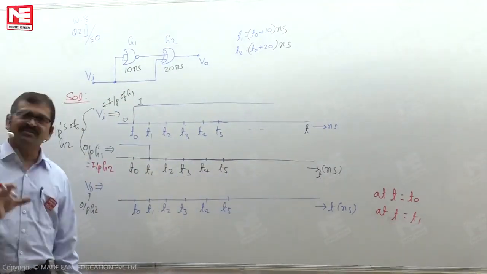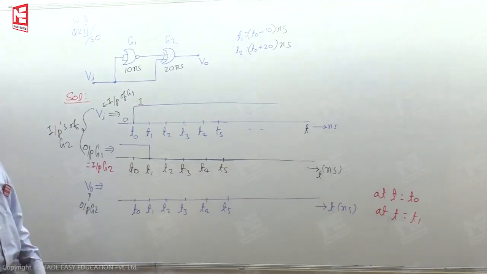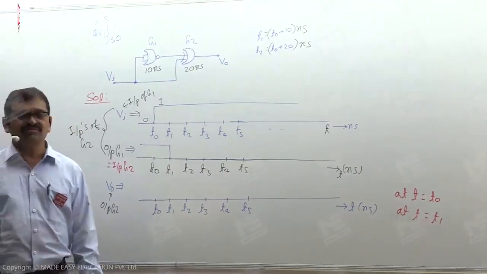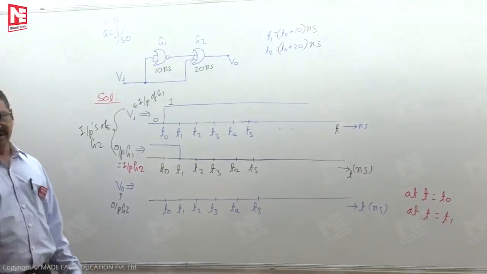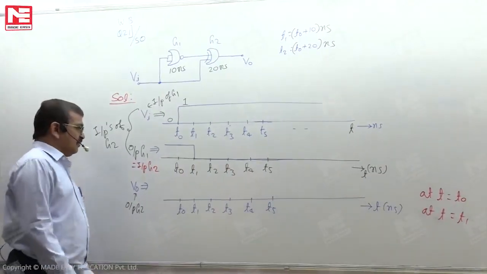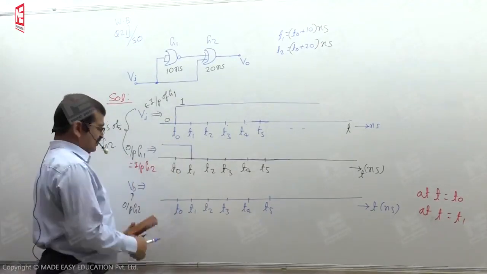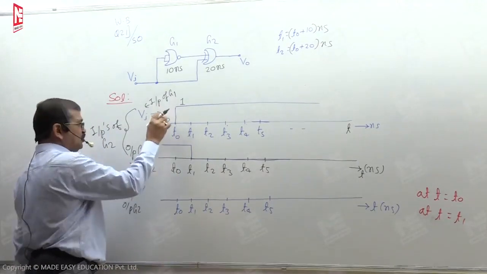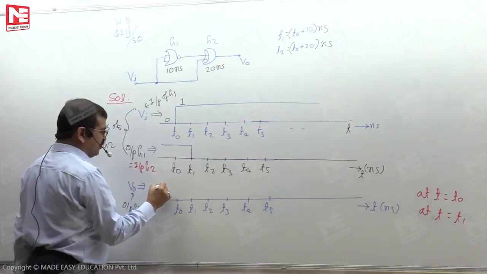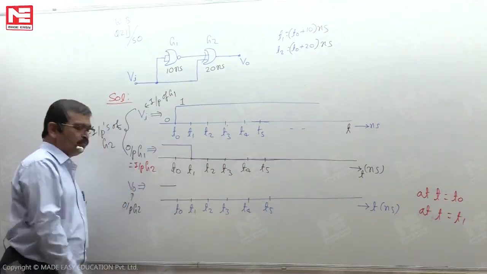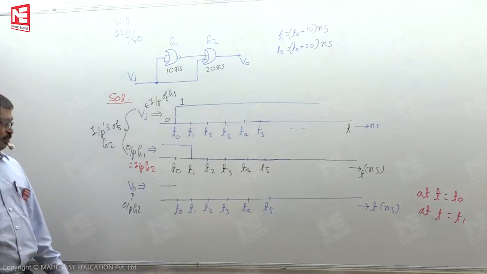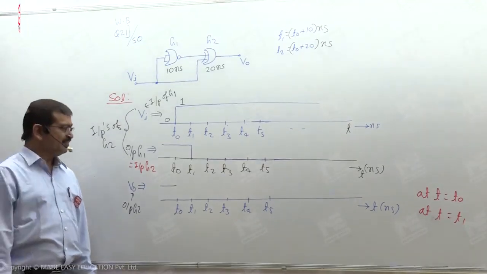If you frame this idea before drawing the waveform, then it is easy for us to give the answer with more correctness. So if you look here, before T0, one input is 0 and the other input is 1. Hence, before T0, the gate G2 output, that is the overall circuit output V0, is 1.